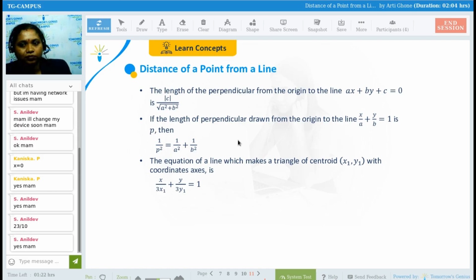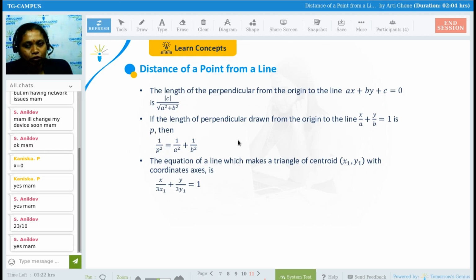Now, after this, there are lots of results produced. This is an optional thing to remember, but if you can remember, it will be helpful for you. The length of the perpendicular from the origin on the line ax plus by plus c is equal to 0 is directly equal to mod of c upon root of a square plus b square. Means distance of the line from the origin. Clear? Obviously the coordinates are 0, 0. That's why it remains mod of c upon root of a square plus b square.